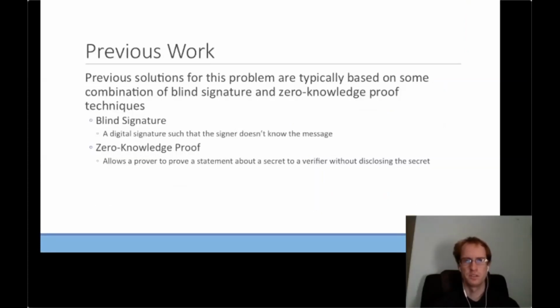Previous solutions for this problem are typically based on some combination of blind signature and zero knowledge proof. Briefly, blind signature is a digital signature where the signer doesn't know which message has been signed, whereas zero knowledge proof allows the prover to prove a statement about a secret to a verifier without disclosing the secret.